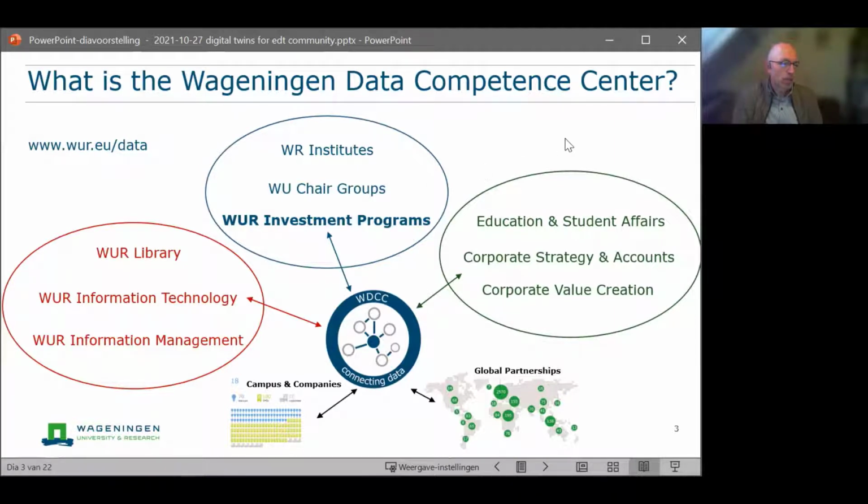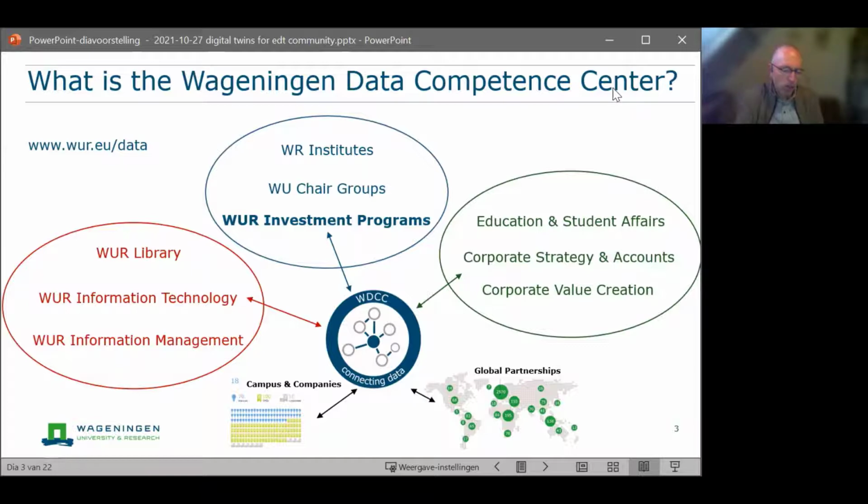And rather than building one big group in data science and AI, we believe that we should build on the possibilities and competences that we have in all these different departments, and that it may well work to have a small team connecting the expertise from all over the organization, including external parties like the several companies we have on the campus, and also global partnerships.